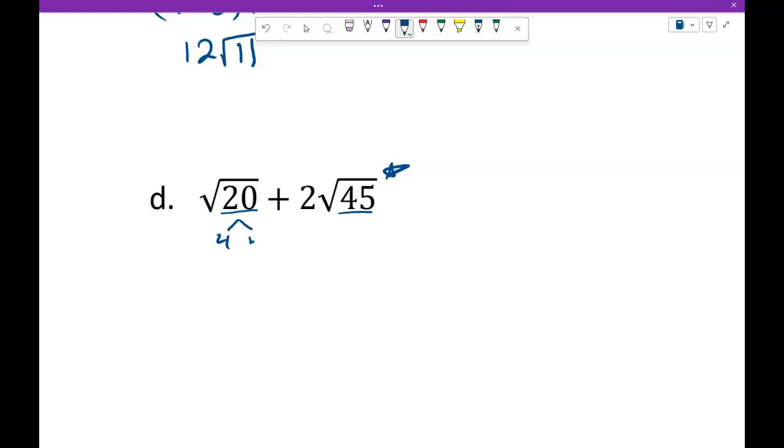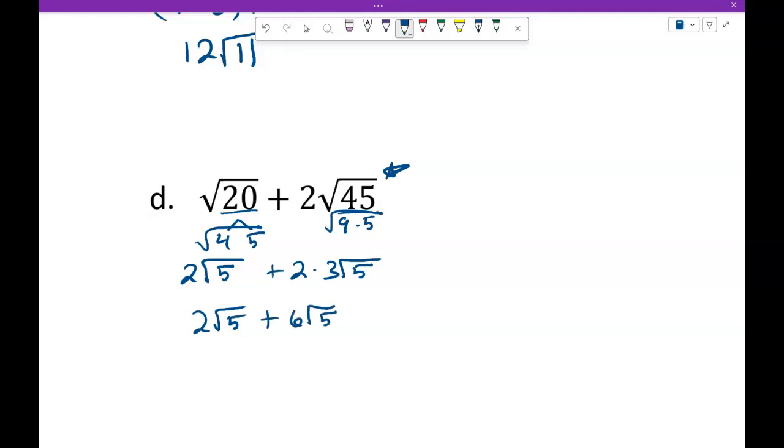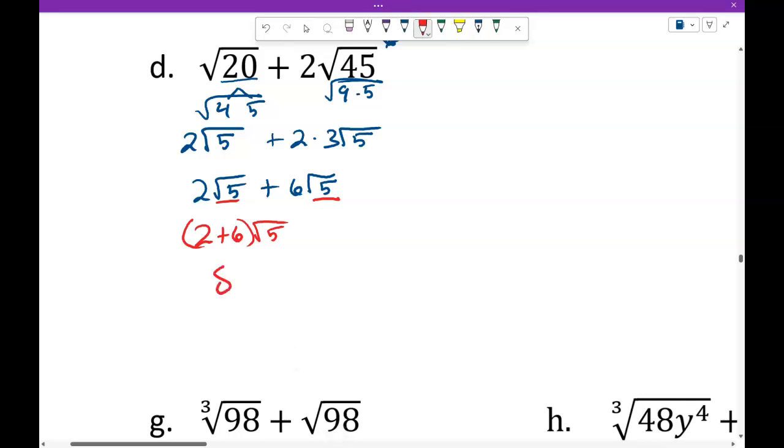We can split this into 4 and 5. So we end up getting 2 square root of 5. And this we can split into 9 and 5. So we end up getting 2 times 3 root 5, which gives us 6 root 5. Now we do actually have like radicals, so we can add the coefficients in front, giving us 8 square root of 5.